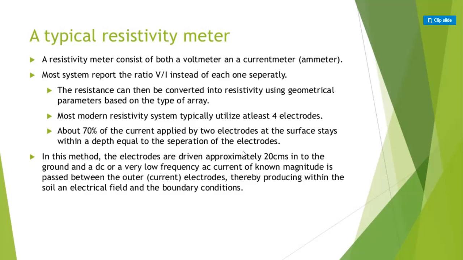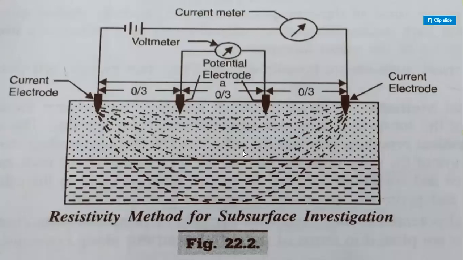In this method, the electrodes are driven approximately 20 centimeters into the ground and a DC or a very low frequency AC current of known magnitude is passed between the outer or current electrodes, thereby producing within the soil an electrical field under boundary conditions.